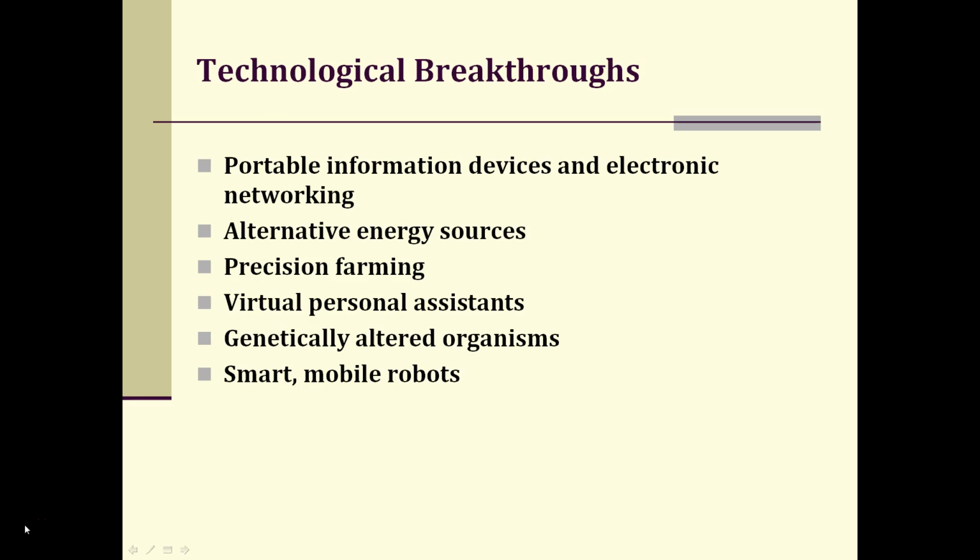Also, researchers at George Washington University have identified a number of technological breakthroughs that are already having a significant impact on many industries. These include portable information devices and electronic networking, alternative energy sources, precision farming, virtual personal assistants, genetically altered organisms, smart mobile robots.